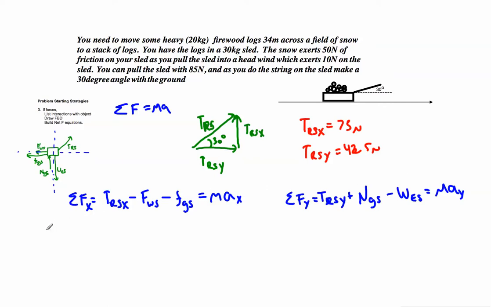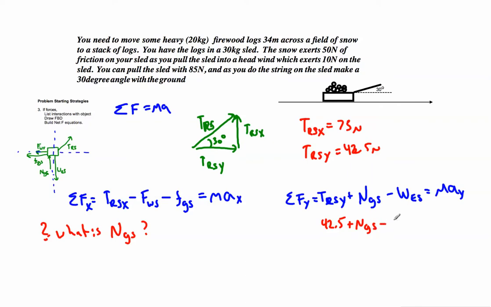So let's answer the question. What is the normal force ground on sled? How much force is that? Alright, well we can use our net force equation over here. And I'll show you how that looks. This is 42.5 plus normal force ground on sled. That's what we want to know.